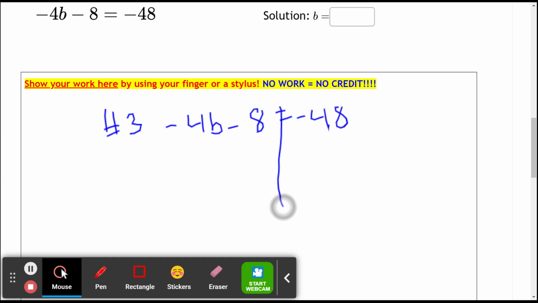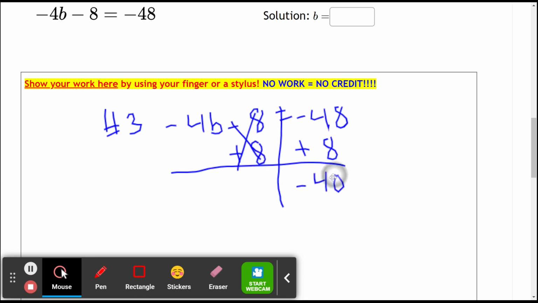so treating this like it's a scale and we're removing the small circular weights, we would have to use the inverse. The inverse of subtraction is addition. And so this action cancels each other out. And we need to do -48 plus 8. That's -40. And we have -4b here.